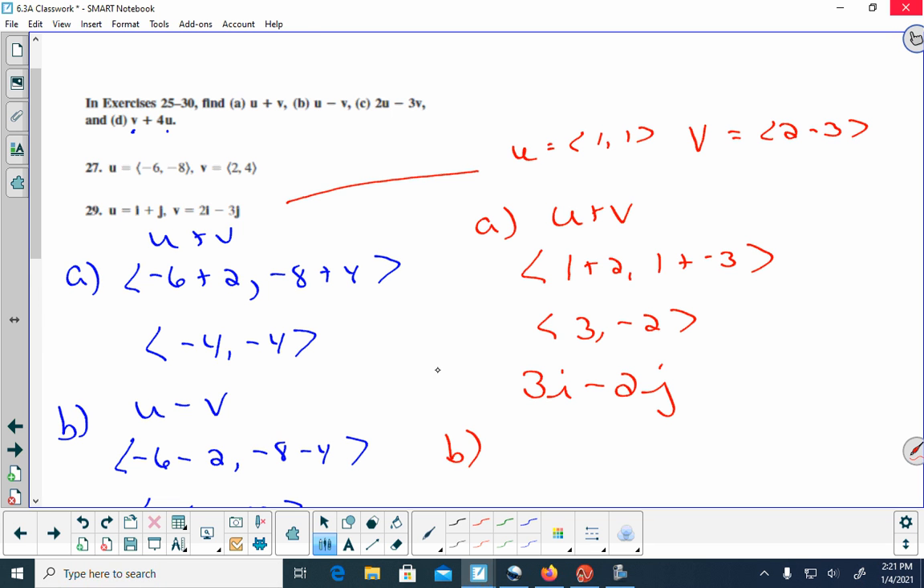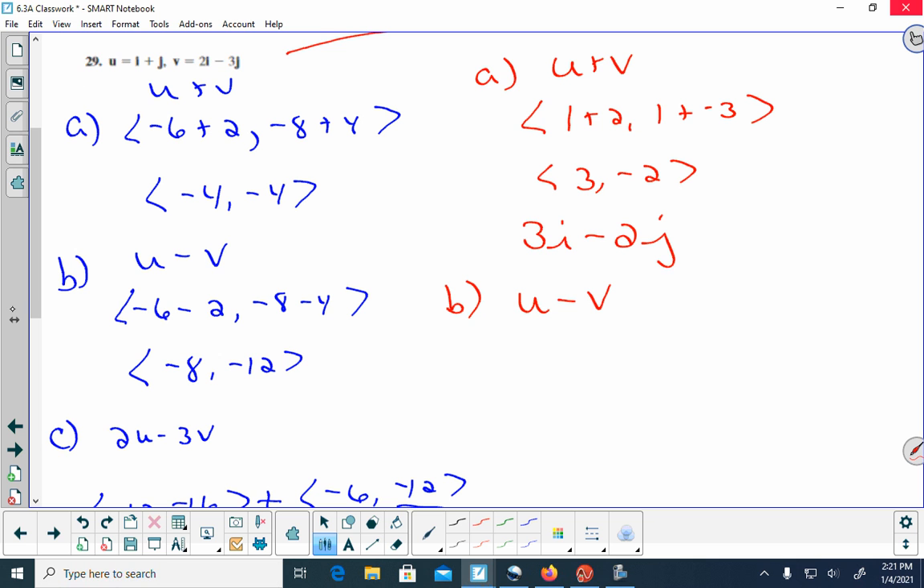To do part B, I'm going to do u minus v. So I'm subtracting. So when I subtract, I'm going to take 1 minus 2 and 1 minus negative 3. So I'm going to have negative 1, 4, and I'm going to write that as negative i plus 4j.